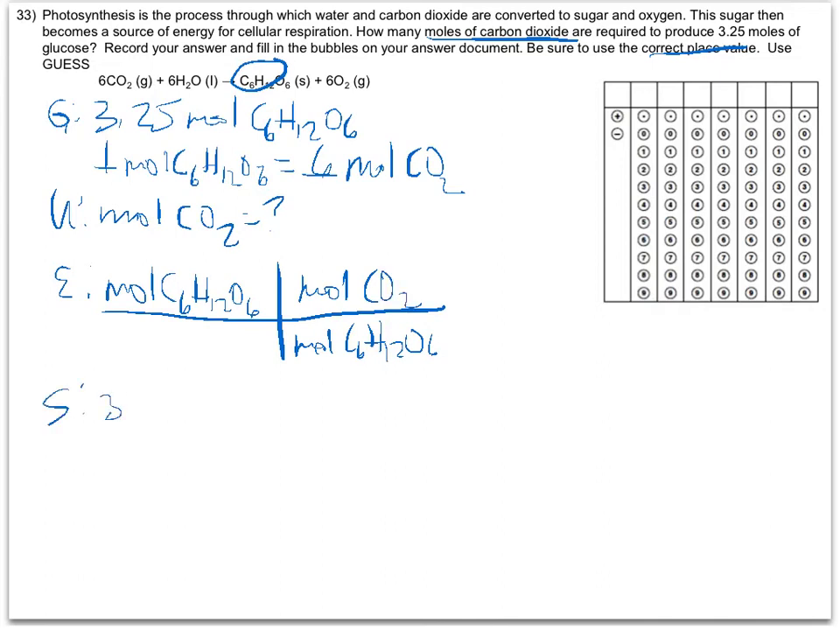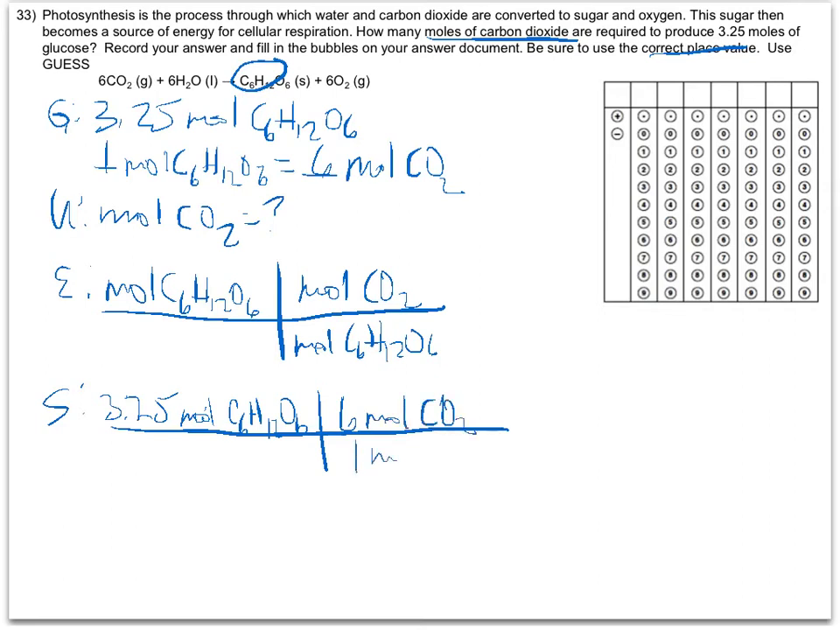So substituting in, we got 3.25 moles of C6H12O6 and 6 moles of CO2 for every 1 mole of C6H12O6. And remember, I got these numbers. This is the given: 6 moles of CO2, 1 mole of C6H12O6.